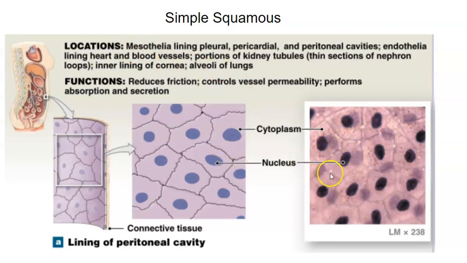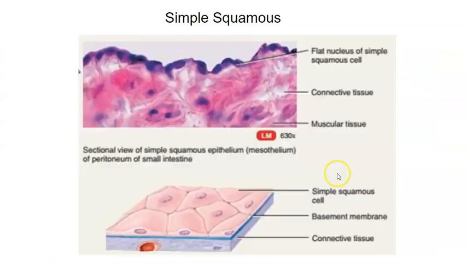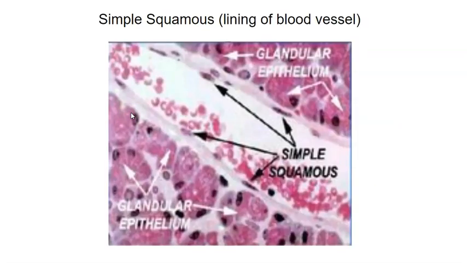It looks kind of like fried eggs when viewed from this vantage point. So here it is, kind of fried eggs and flat. But if you were to look at a different section of it, like just this portion, it would just look like this, just a single layer. So oftentimes we see simple squamous like this. This is connective tissue down here. This is the simple squamous epithelium.